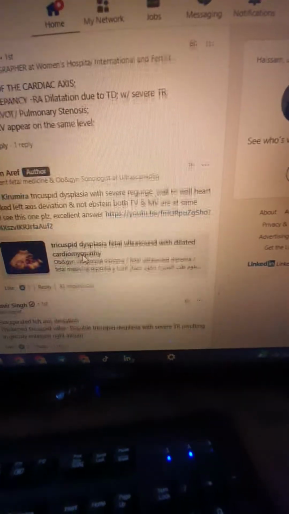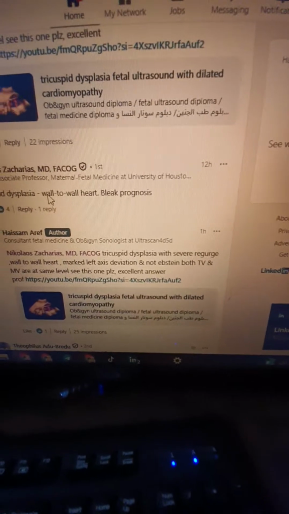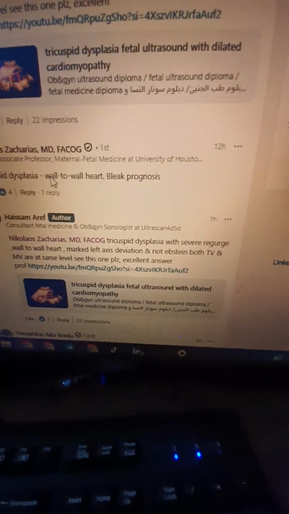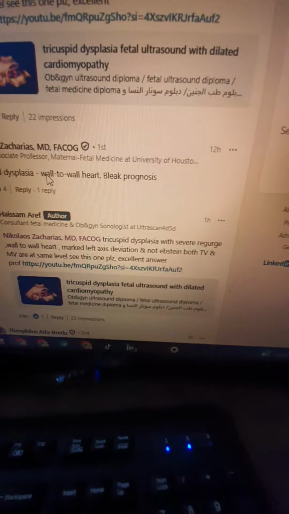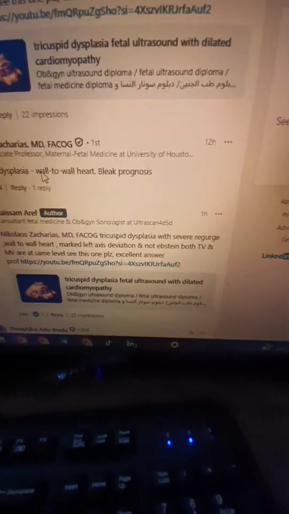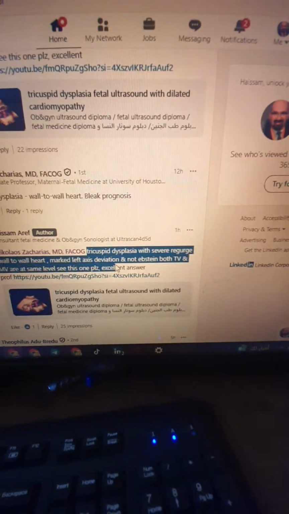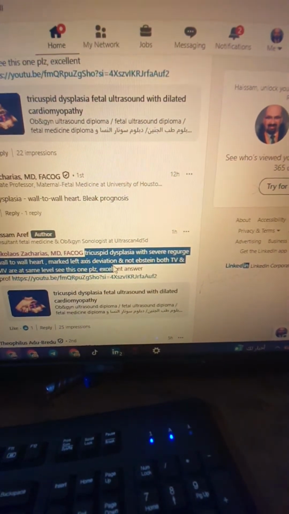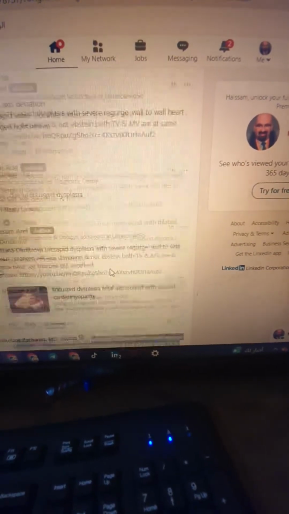I did actually like very much the comment by Dr. Nicholas Zakaria, because it says tricuspid dysplasia wall to wall heart, which is something from the textbooks. Wall to wall heart, the heart is taking from one wall to the other wall. With lung, you don't see actually, and this means that there is an increased cardiothoracic pressure. So I did say tricuspid dysplasia with severe regurg, wall to wall heart, marked left axis deviation, not Ob&gyn, both TV and MV. The tricuspid valve and the mitral valve are at the same level. All the comments from my friends were good.